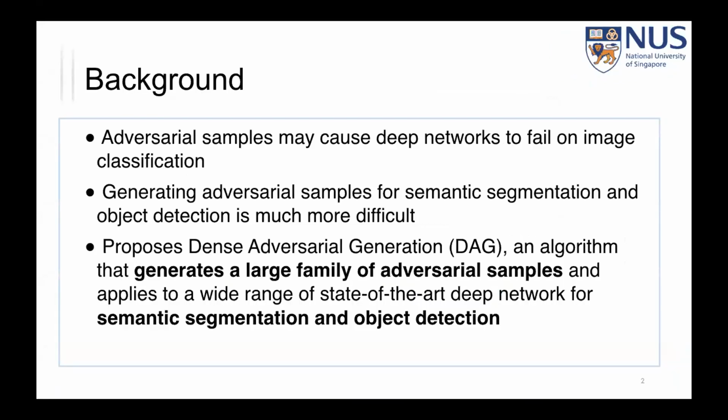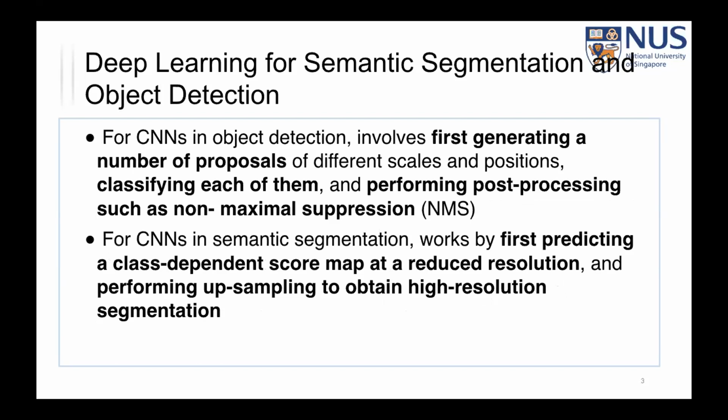Some background: it's related to the previous presentation because it uses concepts from it. Adversarial samples are samples which cause deep networks to fail on image classification. This paper mainly proposes an algorithm that generates a large family of adversarial samples, and it applies mainly to semantic segmentation and object detection algorithms.